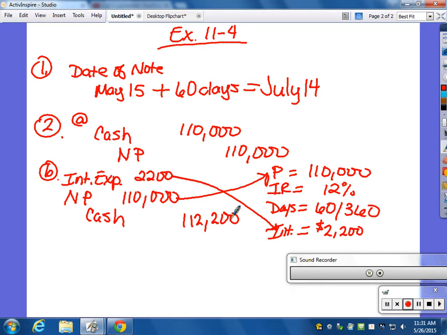You guys ready now? Okay. Exercise 11-5. Keisha Company borrows 200,000 cash on November 1st, 2013 by signing a 90-day 9% note with a face value of 200,000. 1. On what date does this note mature? Assume that February 2013 has 28 days. So let's start there.